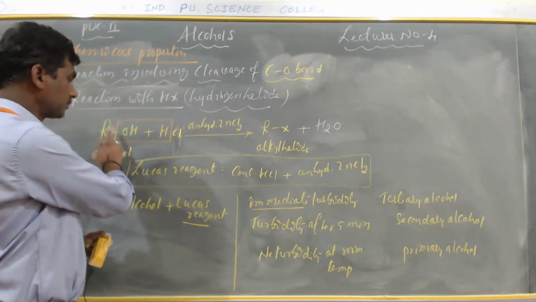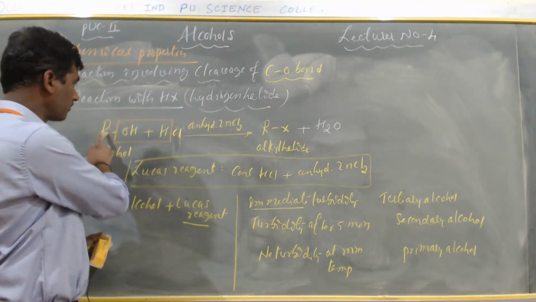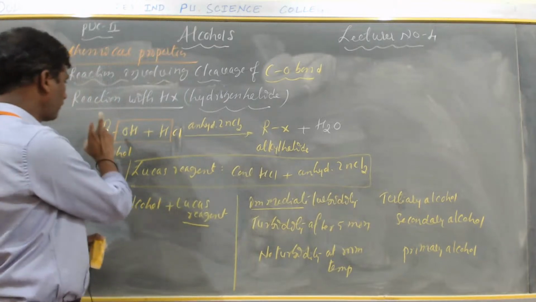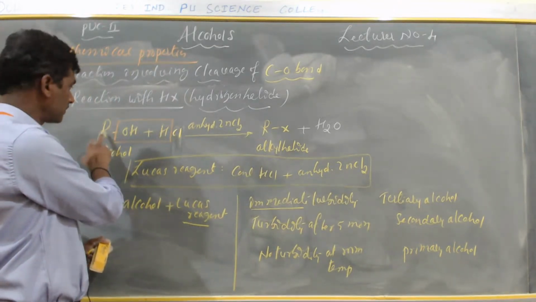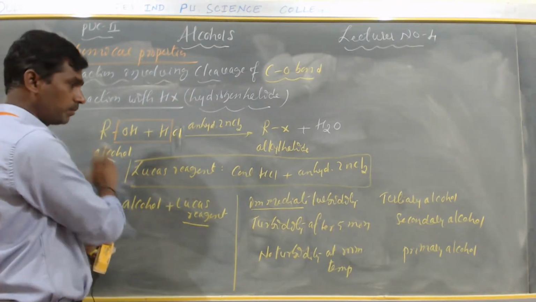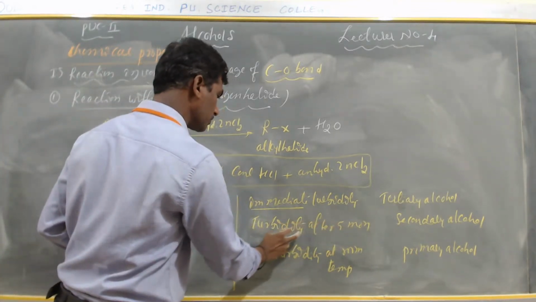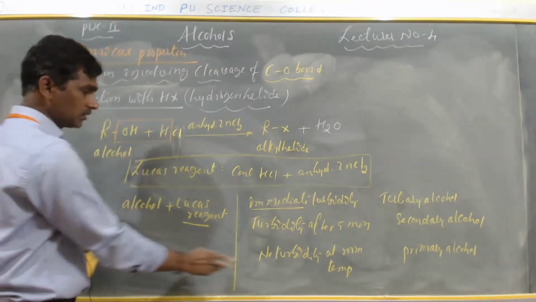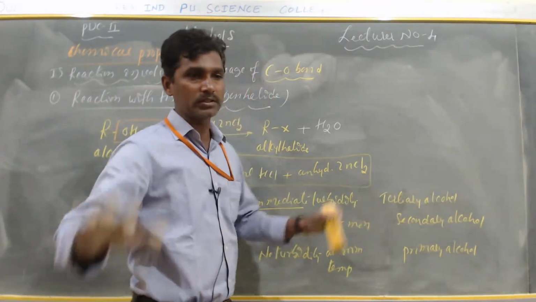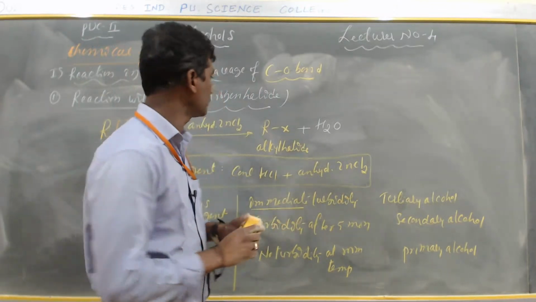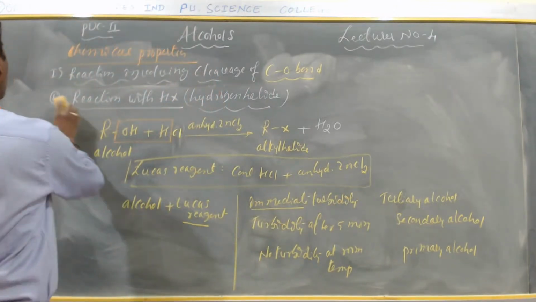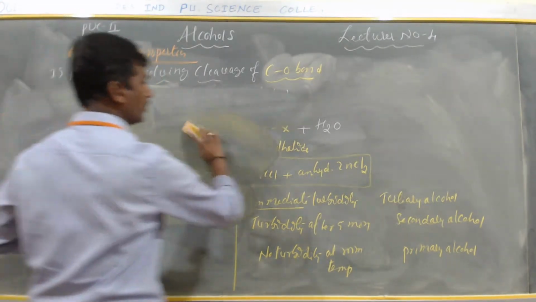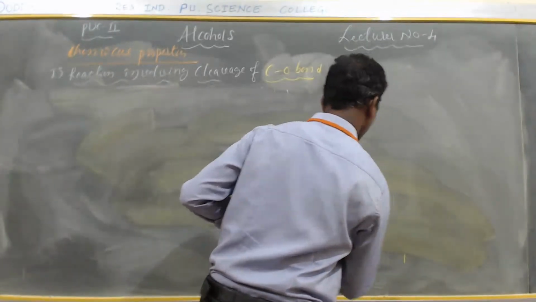What is the Lucas reagent? It is a mixture of concentrated hydrochloric acid and anhydrous zinc chloride. Suppose in the given alcohol R is tertiary, it gives immediate turbidity. If there are two alkyl groups, it gives turbidity after 5 minutes. If only one alkyl group, that is primary alcohol, no turbidity at room temperature. So this is the reaction with hydrogen halide, involving cleavage of the C-OH bond.